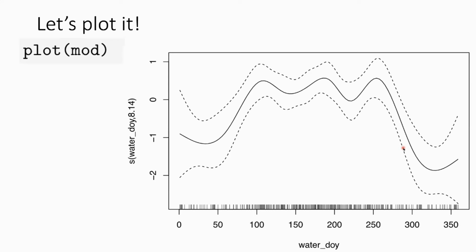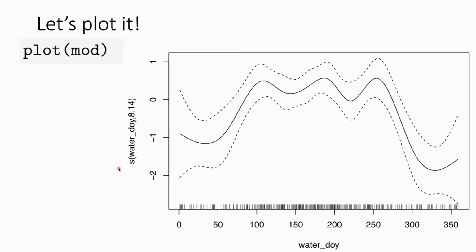Unfortunately, the default plot for a GAM is not really appropriate for publication, but let's go ahead and walk through the useful information it gives us. First, these ticks along the bottom are what's called a rug. It's called a rug plot, and it just shows a vertical line wherever we have an observation.